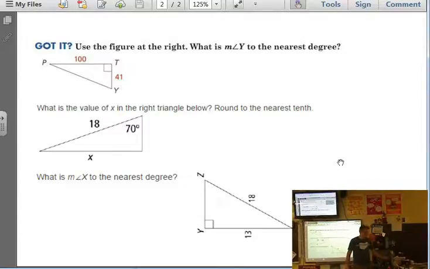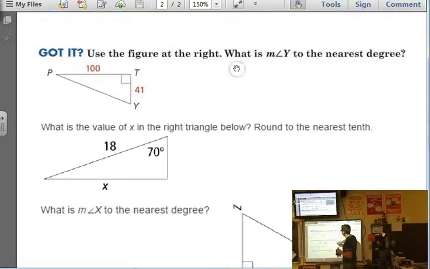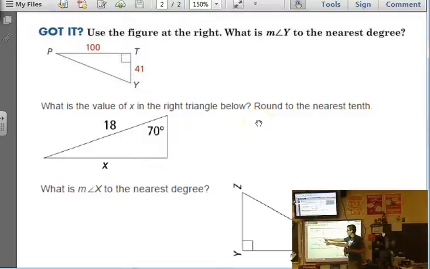Anybody confident enough they want to come show it? Let me finish. I got it. What other angle do we have to figure out? You're just figuring out both here. And then down here you're just solving for x. And then down here you are just solving for angle x.